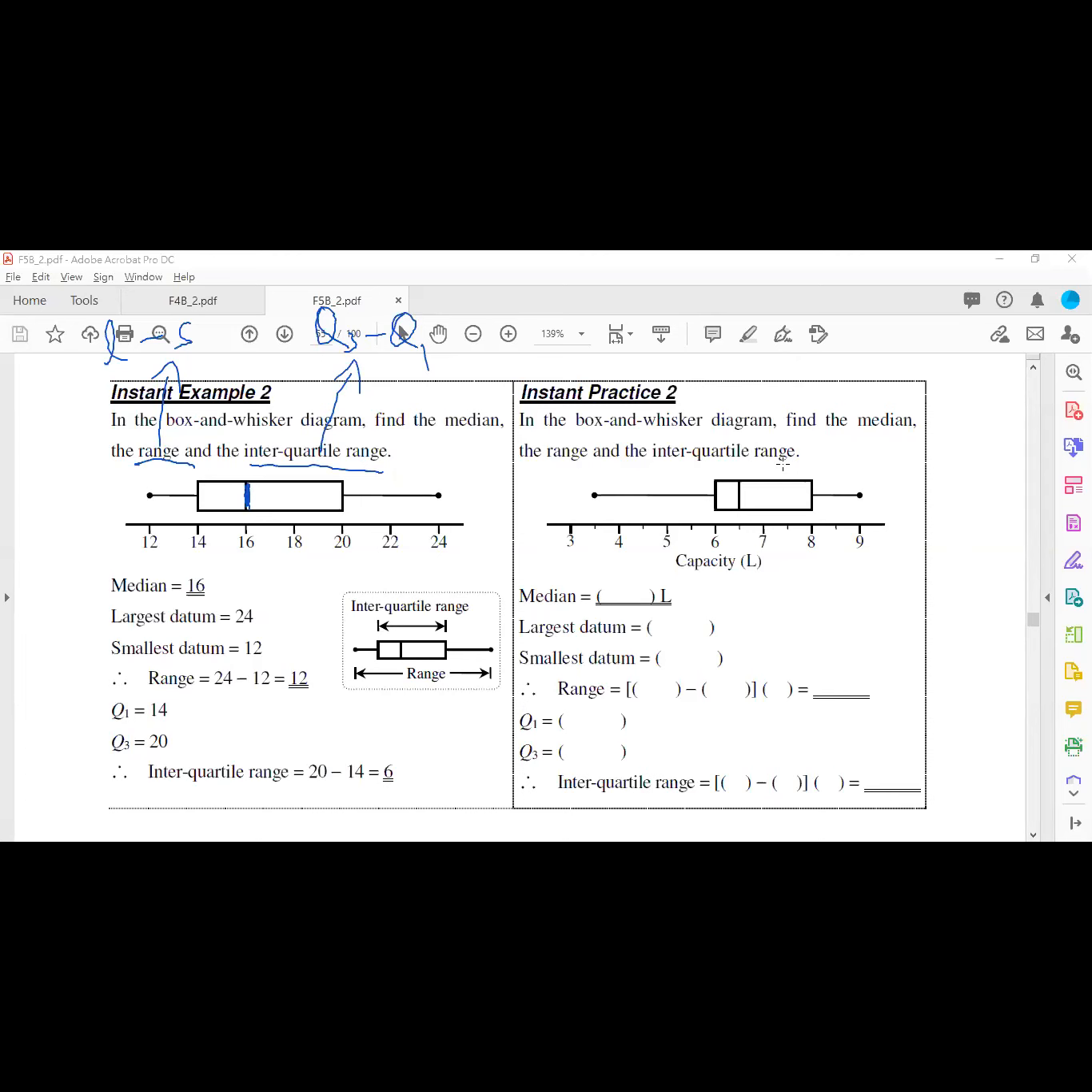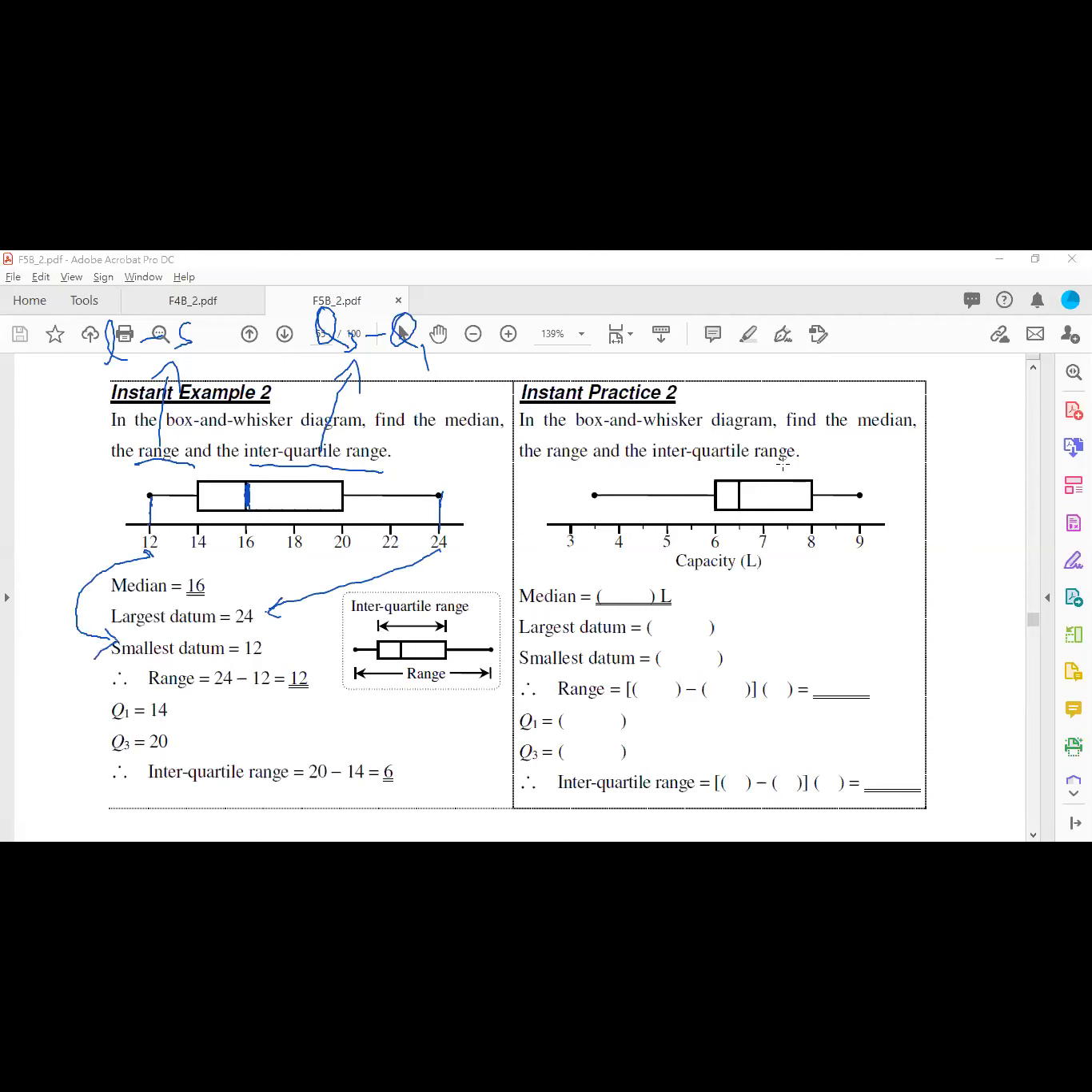The middle line inside the rectangular box is the median. So it's 16, like this. And then the largest datum, to find the range, I need to find L. L is the largest datum, which is 24. And then the smallest datum is 12.